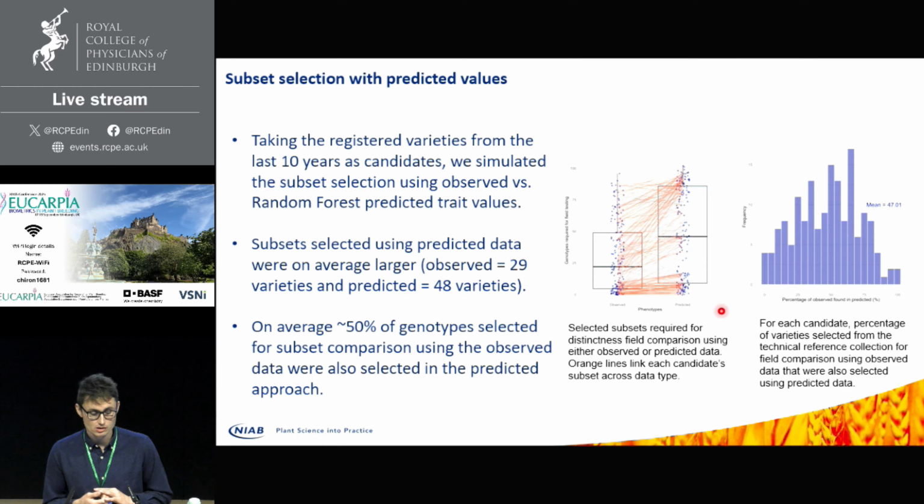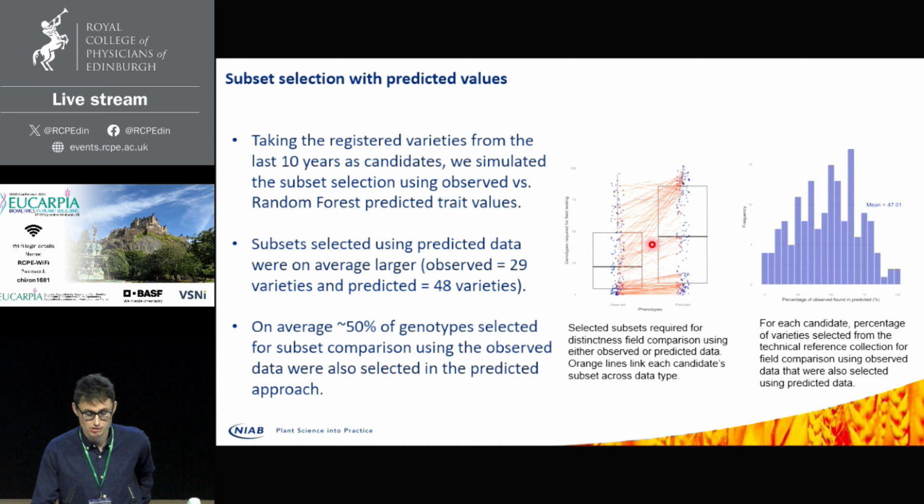So we took registered varieties from the last 10 years as candidates, and we simulated the subset selection using the observed versus the random forest predicted values. Interestingly, the predicted subsets were generally larger than the observed subsets. And you can see that here.